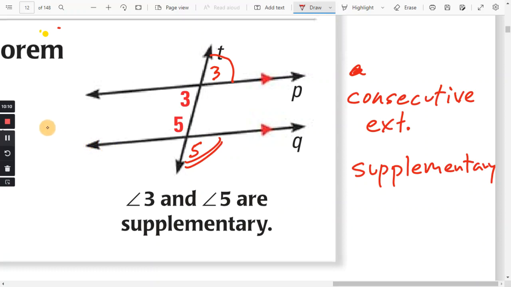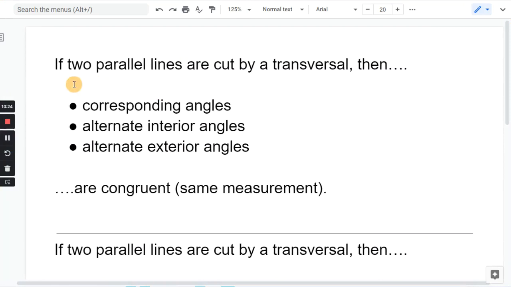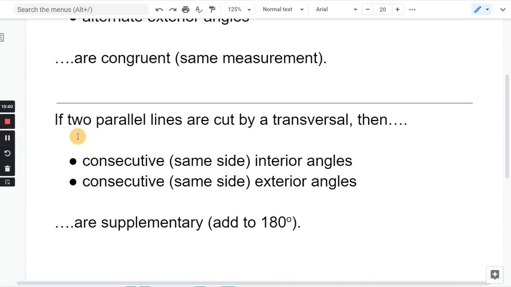Okay, I'm going to show you the notes I made, but just remember this: same side interior, or you can do same side exterior. They're going to add to 180. All right, so a summary so far. Two parallel lines are cut by a transversal, then corresponding angles, alternate interior and alternate exterior are all congruent. Okay, that just means the angles are the same measurement. And now for the supplementary ones, two parallel lines cut by a transversal, consecutive or same side interior, consecutive or same side exterior are supplementary.